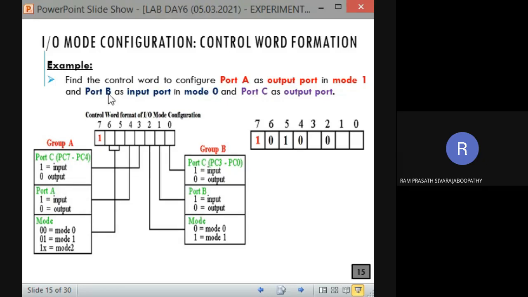Port B, we told it should be configured in mode 0 as input port. Correct? So what must come in bit question 1? இந்த இடத்துல என்ன வரணும் பாருங்க. Port B input output input. So what we have to put? 1. Very good. What about port C?